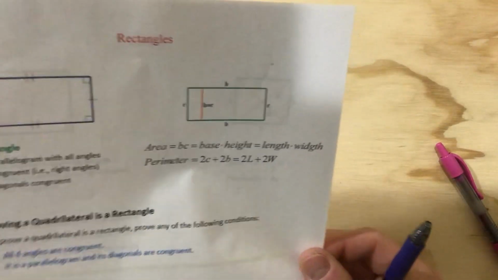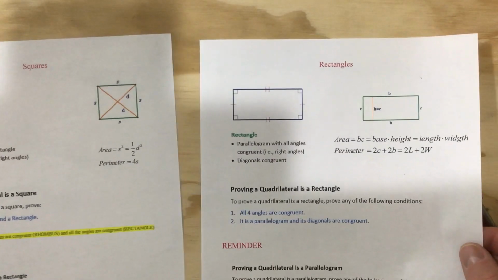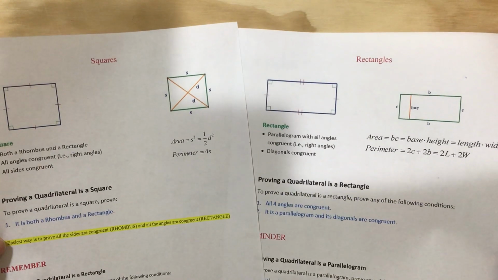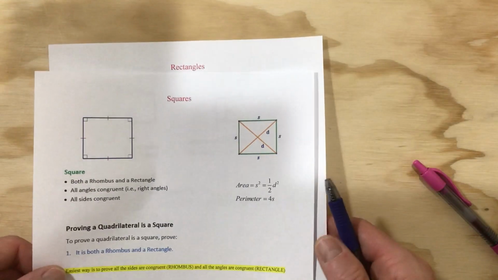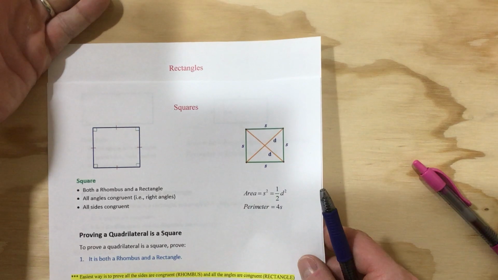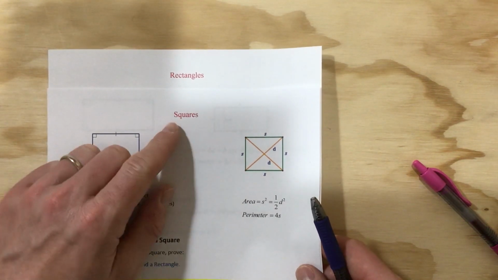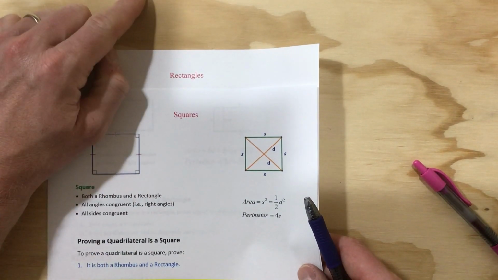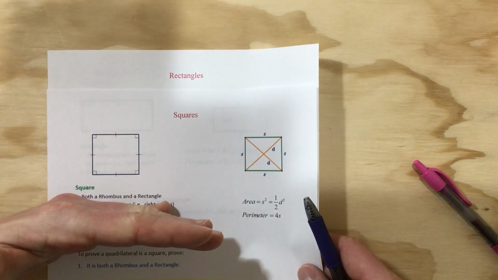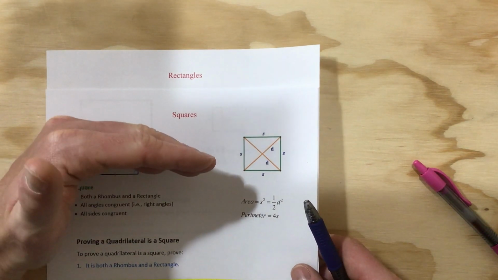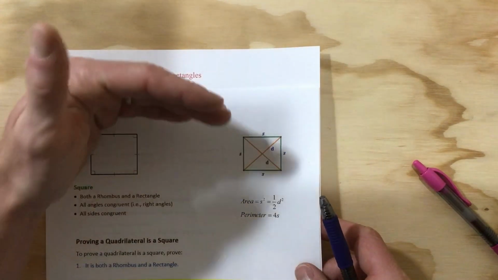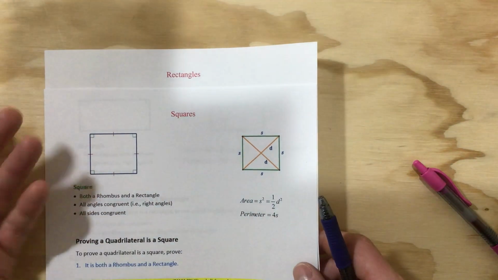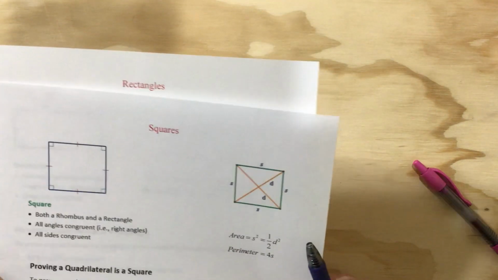Okay, so again, both of these, rectangles and squares, are parallelograms. All squares are rectangles. All rectangles are parallelograms. But again, not every rectangle is a square, and not every parallelogram is a rectangle. But all squares are rectangles. All rectangles and all squares are parallelograms. All parallelograms are quadrilaterals. Okay, let's go through some problems that you might run across in this section.